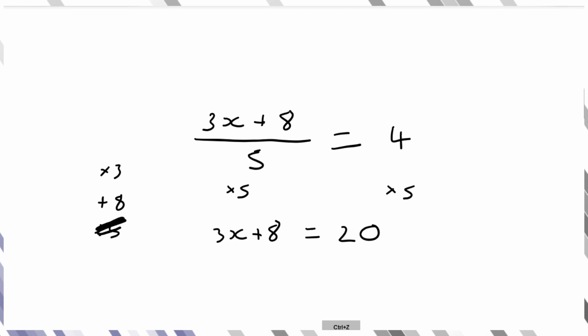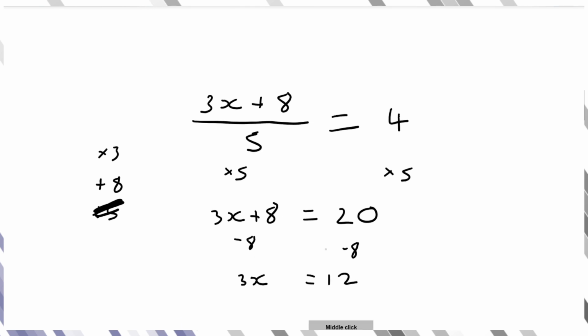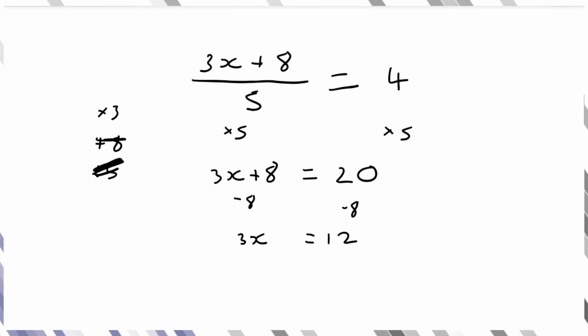Next up is the plus 8. The opposite of plus 8 is minus 8, so we're going to take away 8 from both sides. So 3x plus 8 minus 8 is just 3x, and then 20 minus 8 is 12, and then next we need to get rid of the 3. So we've got rid of the plus 8. To get rid of the times by 3 we need to divide both sides by 3, and 3x divided by 3 is just x, and 12 divided by 3 is 4. So that means x is equal to 4.